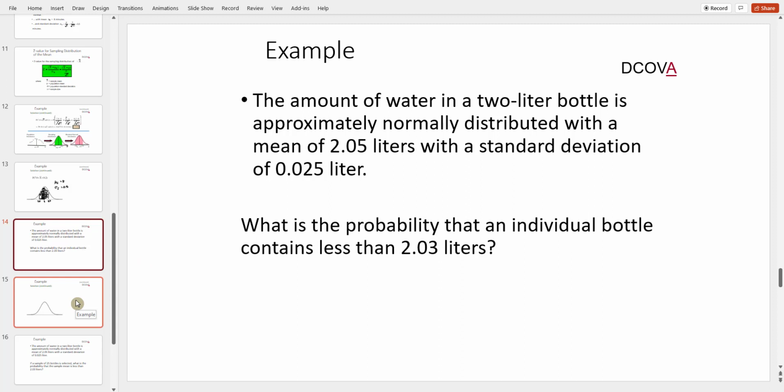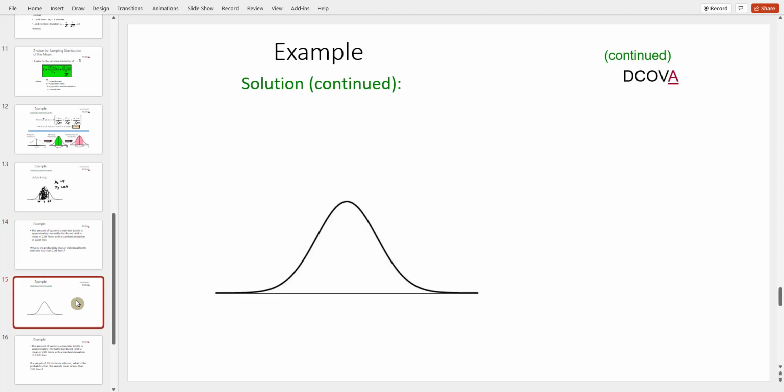Okay, so I'm not going to go through and standardize any values. I'm just going to go ahead and have technology do it. So I always like to draw a visual when I do normal distribution. They told us that the mean is 2.05. We want to find the probability that it's less than 2.03. That was the question.